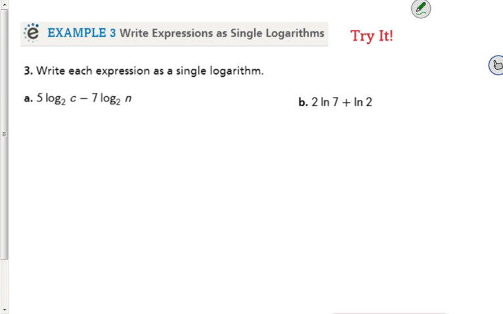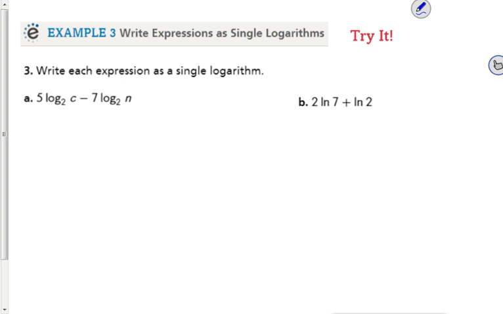All right, example 3. Two more triads. Now it's saying write each expression as a single logarithm. So instead of expanding, we're now sort of combining the logarithms. We're still using the same properties. So in example A here, 5 times the log base 2 of c minus 7 log base 2 of n.